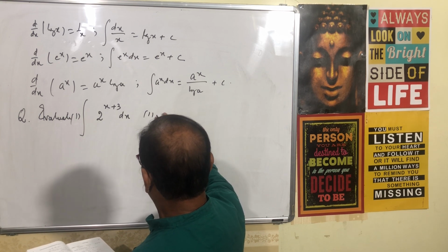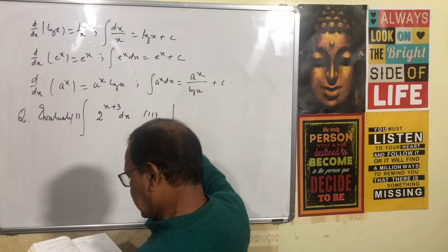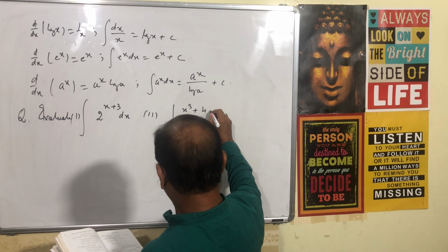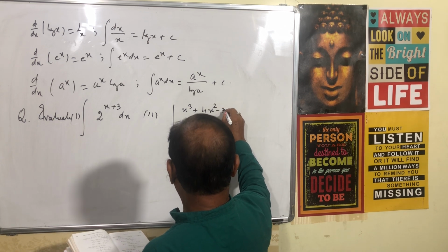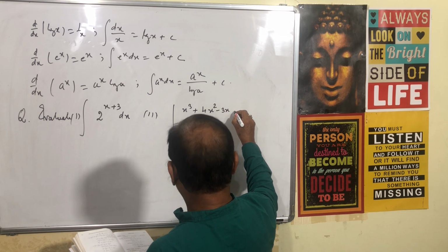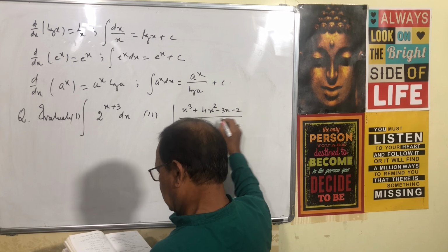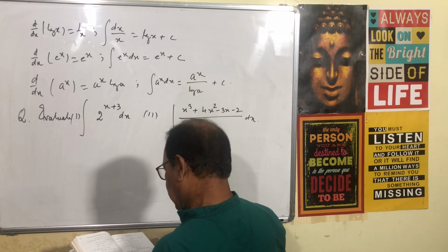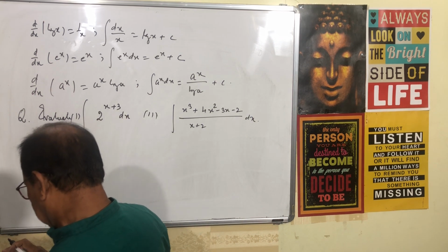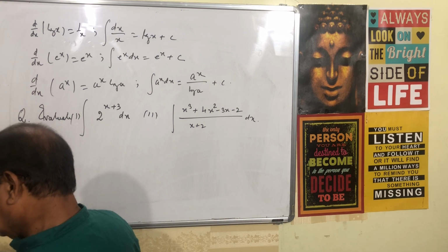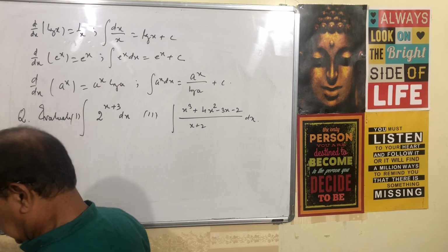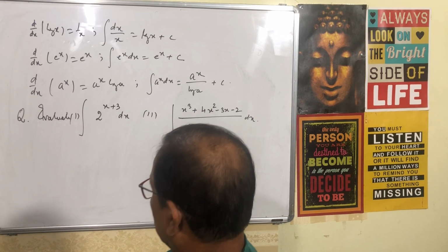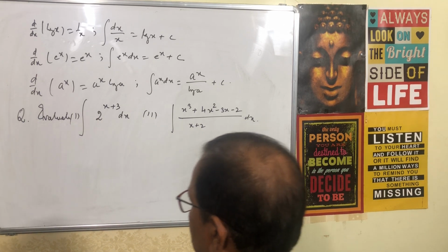Second, integral x cube plus 4x square minus 3x minus 2 divided by x plus 2 dx. Let us see these two. The first thing is 2 to the power x plus 3 dx.